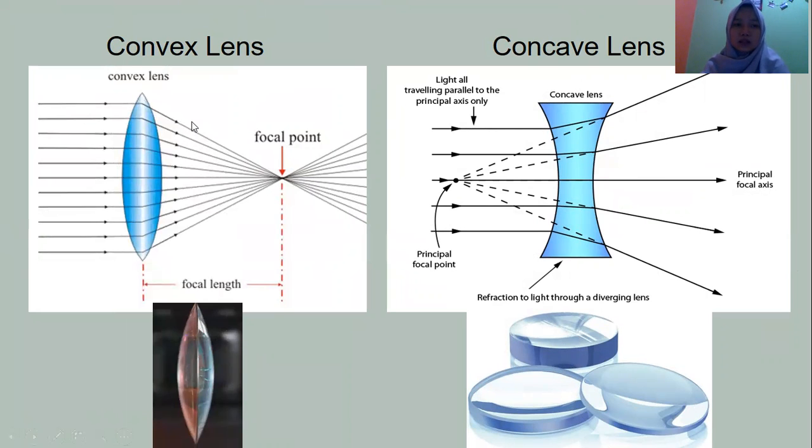On the left side, there is a convex lens picture that explains the rays are deflected and collected at a point, but on the right side, the concave lens picture explains that the rays are deflected outward as if they came from the focal point. At the bottom, there are a convex lens and a concave lens in real life.